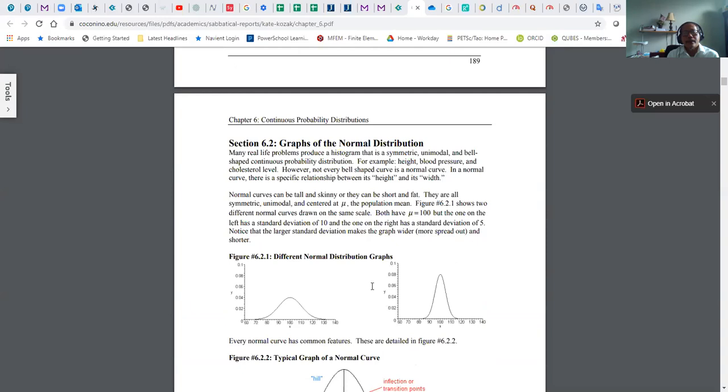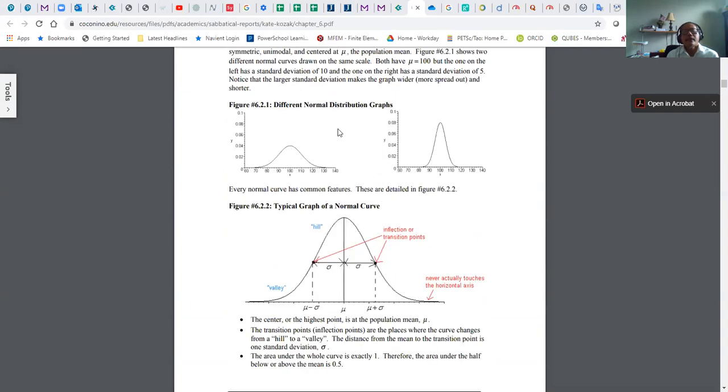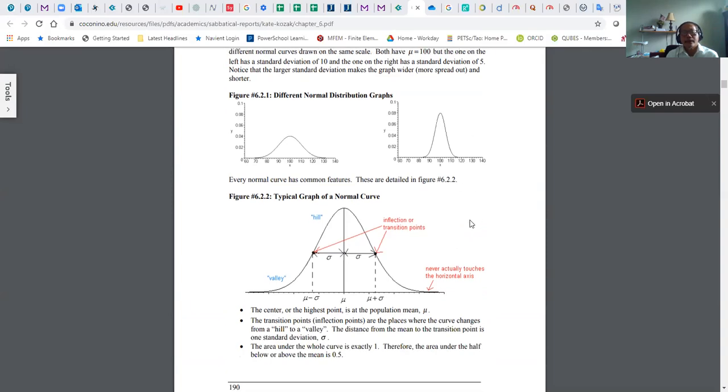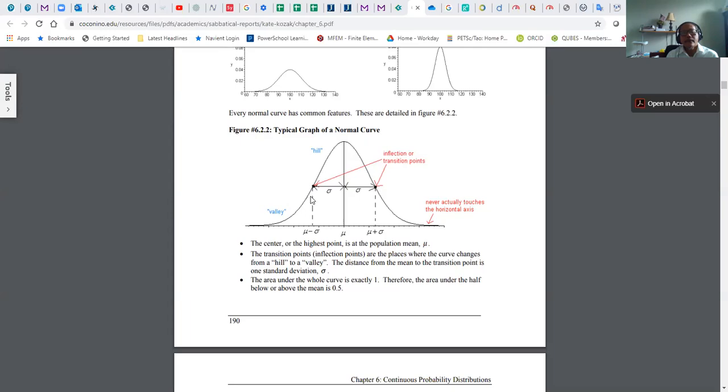And the next topic is section 6.2, graph of the normal distribution. So they have a common feature like this. So the normal distribution just looks like this. So this is what we call the bell curve. First it is concave up, and then it starts from sigma.